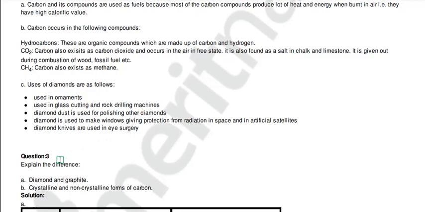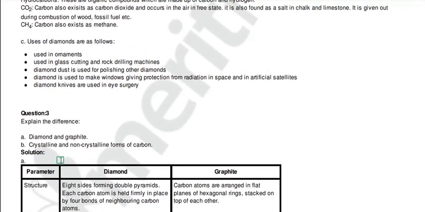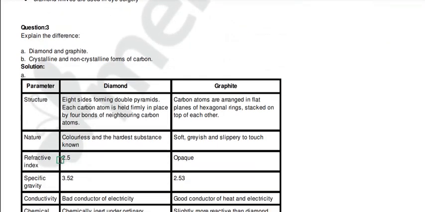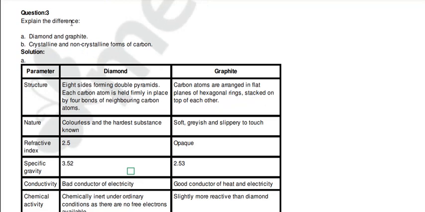Question 3. Explain the difference. A. Diamond and graphite. B. Crystalline and non-crystalline forms of carbon. Solution. A. Parameter: diamond, graphite. Structure: diamond has 8 sides forming double pyramids. Each carbon atom is held firmly in place by 4 bonds of neighboring carbon atoms. Graphite has carbon atoms arranged in flat planes of hexagonal rings, stacked on top of each other. Nature: diamond is colorless and the hardest substance known.